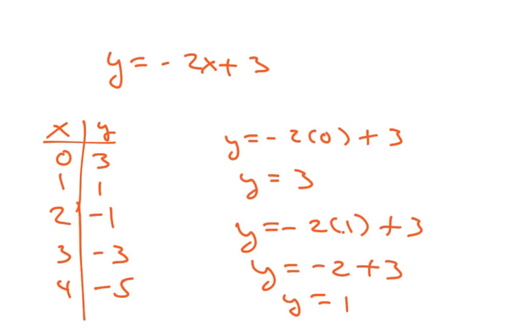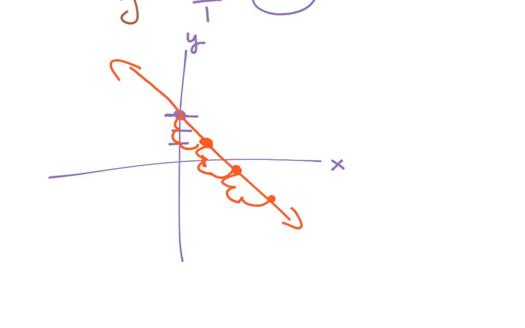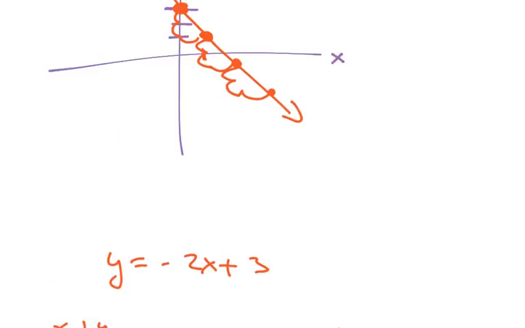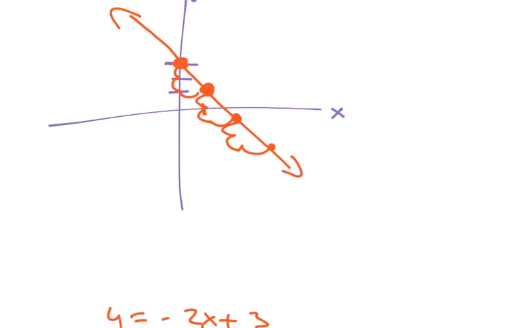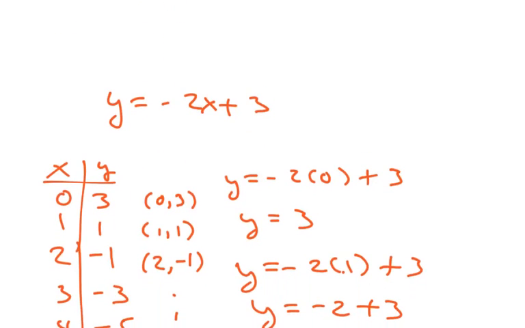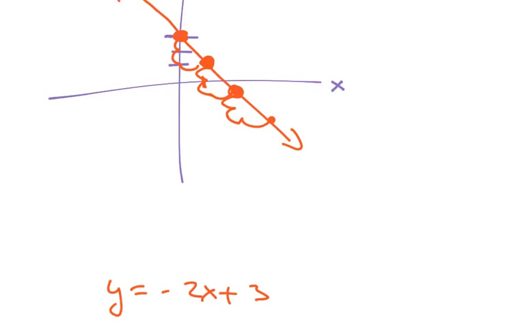So these are points, right? These are coordinates. These are like 0, 3; 1, 1; 2, negative 1; etc. Right? So what that means is when I go here, 0, 3 is this point right here. 1, 1 was this point here. 2, negative 1 was this point here, etc.